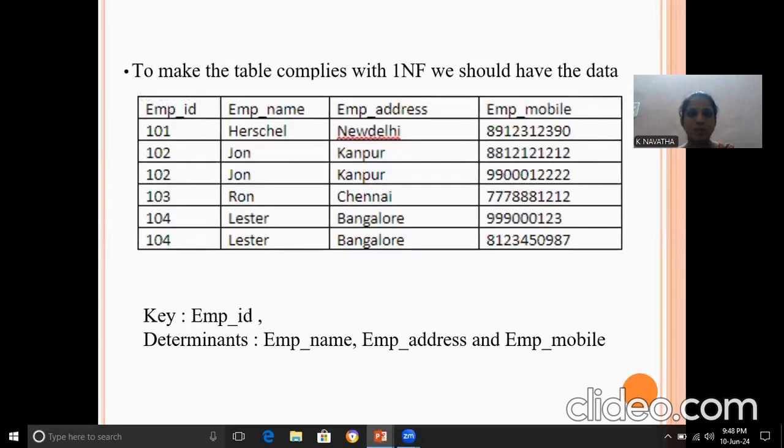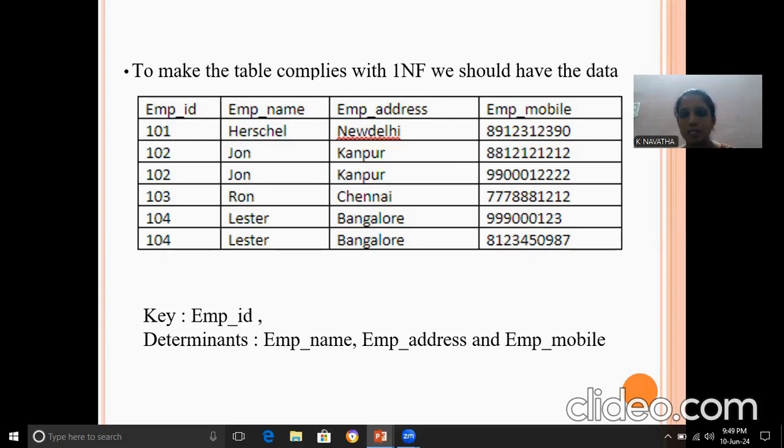How can it be converted into normal form? To make the table comply with normal form, we should have the data like this. How? For Employee ID, for the two mobile numbers, we are having single values. For 102, John Kanpur, one mobile number only, John Kanpur, single line and a single value.